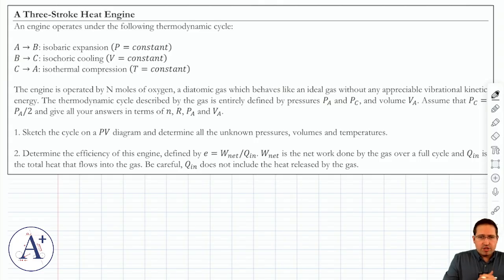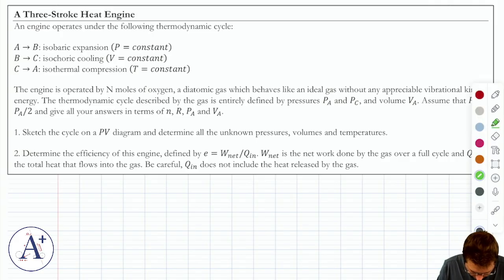Okay, so here we have a 3-stroke heat engine, and we're told that an engine operates under the following cycle. It's going to start with an isobaric expansion, meaning volume increases at constant pressure, followed by an isochoric cooling. So then, temperature's got to drop at constant volume, so pressure's going to drop with it. Right? If V is constant, if T drops, P drops by the ideal gas law. And then from C to A, we have an isothermal compression.